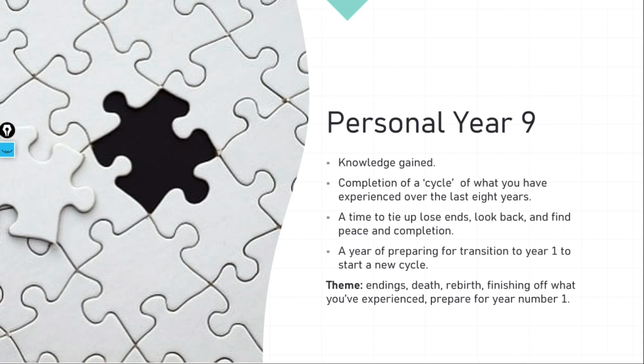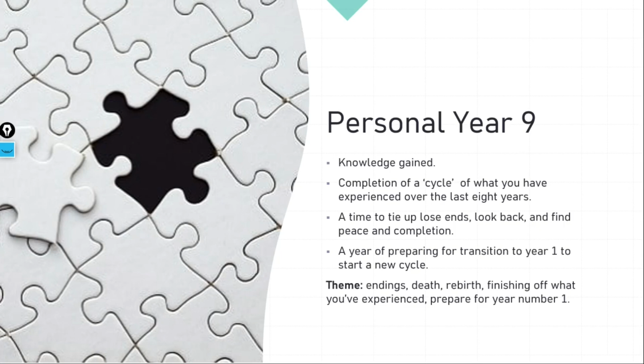So if you are in a 9 year right now, or you're about to go into a 9 year, I want you to look back at the past 8 years or the past 9 years that have happened. If you've just had a 9 year and you're going into a 1 year, or if you're about to enter into your 9 year, however it resonates, whatever reason you're here looking at a 9 year, this is about a completion of a cycle of whatever's happened over the last 8 years. So really think about what's happened.